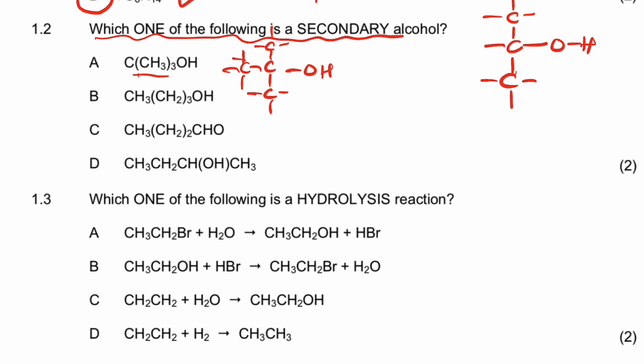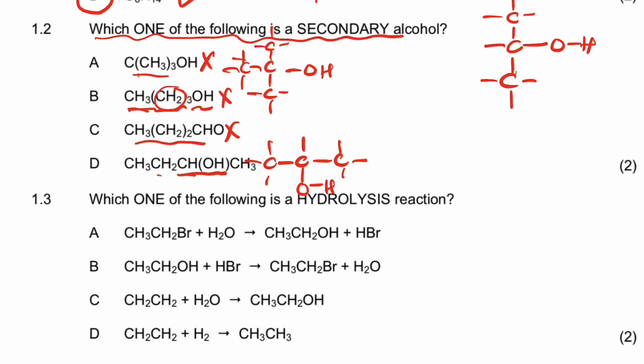So that one is not it, that one is the tertiary. It's wrong. And this one, if you look at this one, it's a CH3 and CH2, which is a primary. And this one is not even an alcohol. And then if you look at this one, we have a CH, and then that CH has an OH, right? And then there's a CH3, and then there's another CH2 there. So the correct answer is D there.